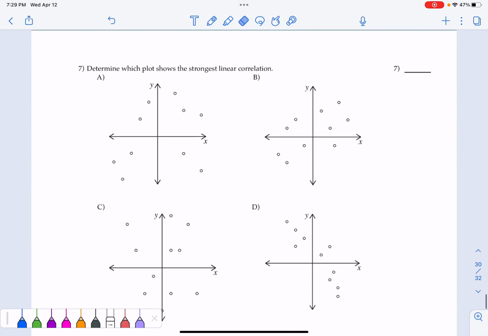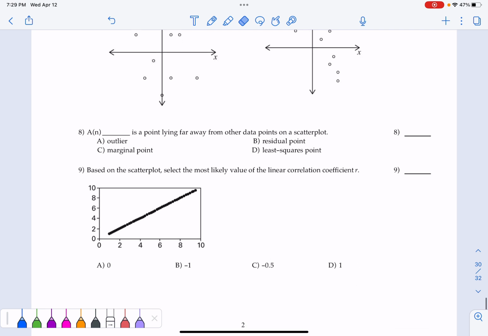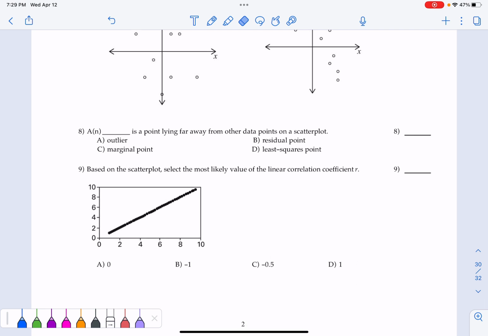All right, 7. Do this one on your own. Determine which plot shows the strongest linear correlation. So which one to you looks like it's the most in a linear pattern? Go with that for number 7. Number 8, you figure that one out. A blank is a point lying far away from the other data points on a scatter plot. I think you might be able to figure that one out.